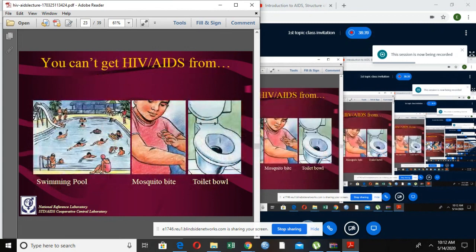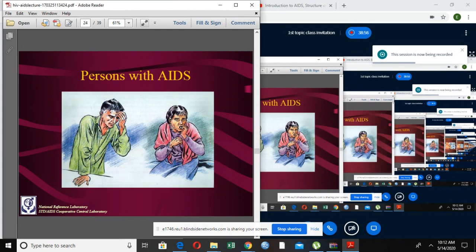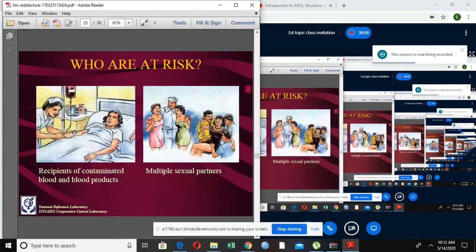Then these are the myths that you want to counteract. You can't get HIV from a swimming pool, from a mosquito bite, from toilet bowls. So these are some signs and symptoms of a person suffering from HIV. Then who is at high risk of getting HIV and AIDS?